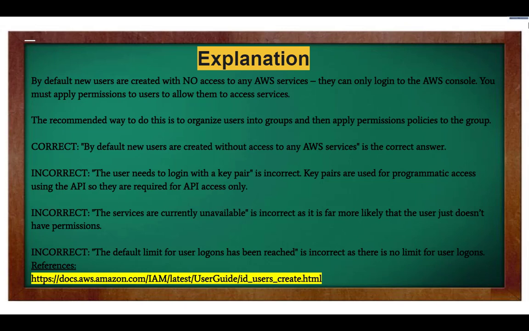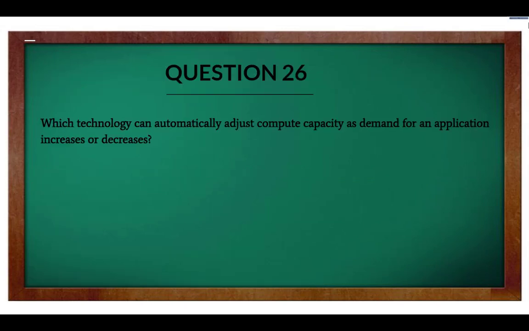Incorrect. The user needs to log in with a key pair is incorrect. Key pairs are used for programmatic access using the API, so they are required for API access only. Incorrect. The services are currently unavailable is incorrect, as it is far more likely that the user just doesn't have permissions. Incorrect. The default limit for user logons has been reached is incorrect, as there is no limit for user logons.